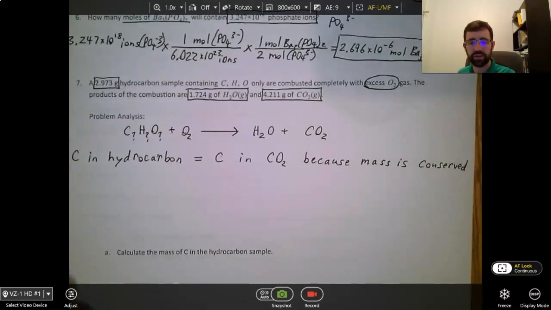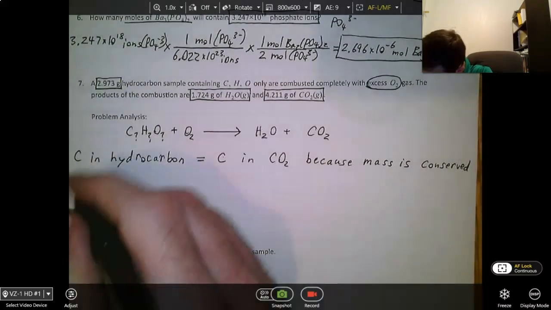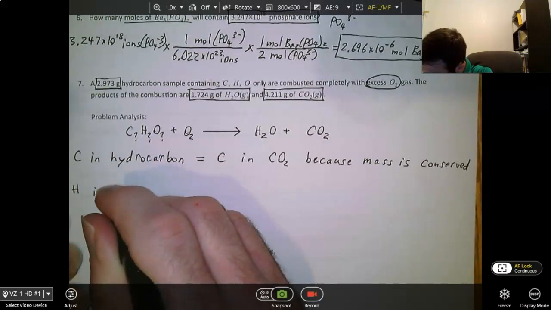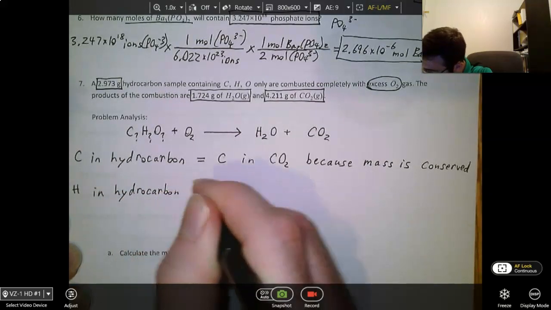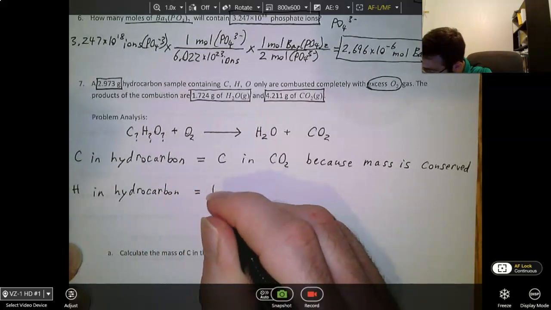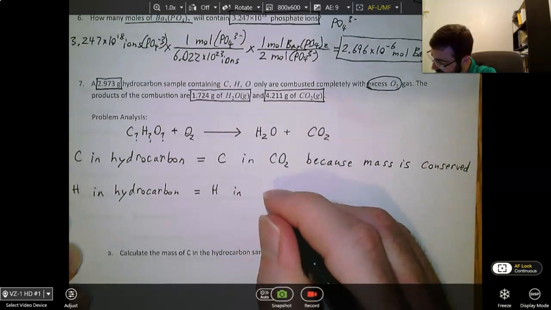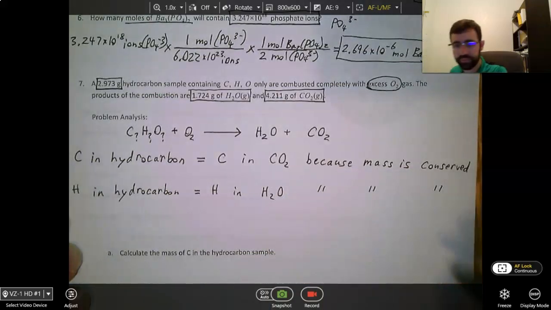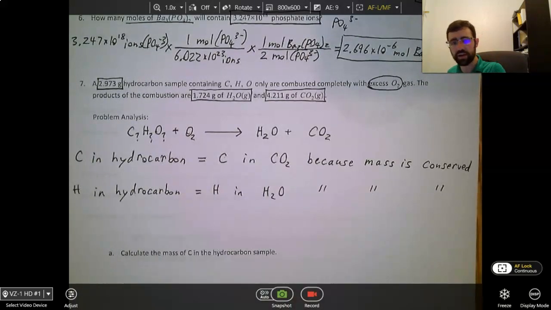Because of the law of conservation of mass, mass has to be conserved. I can tell you that H in the hydrocarbon is equal to the H in the only other place I see hydrogen, which is in H2O, for the same reason I just said, because mass is conserved. But oxygen's hard to figure out because you've got all these other places that we have oxygen.